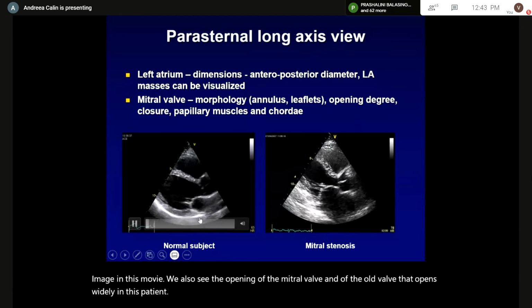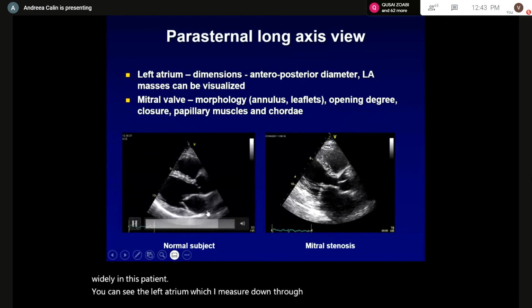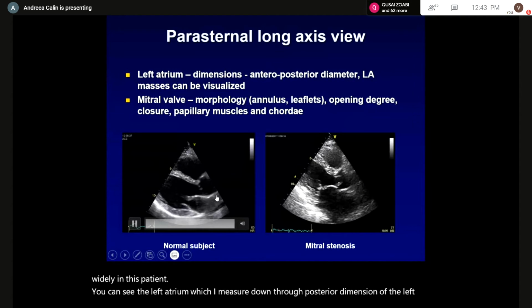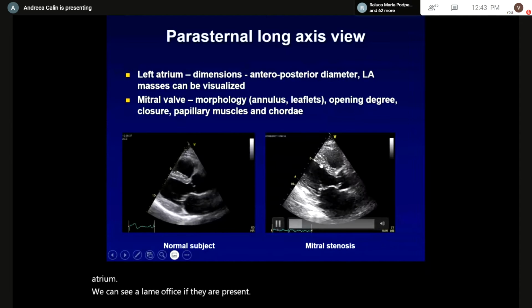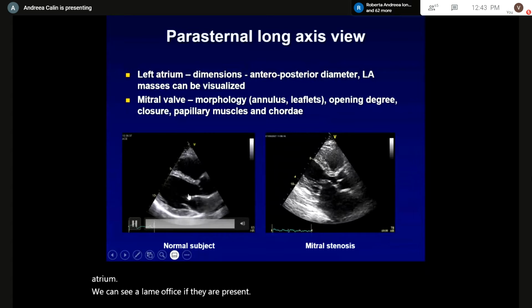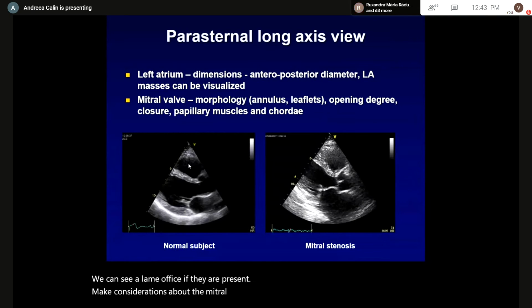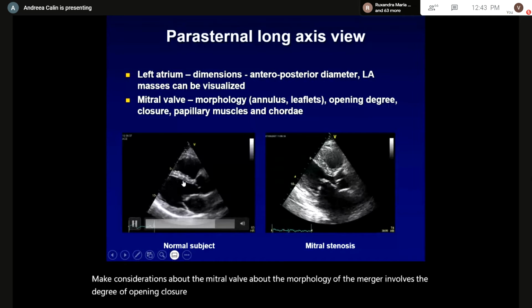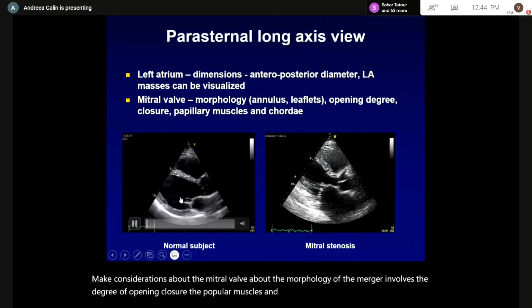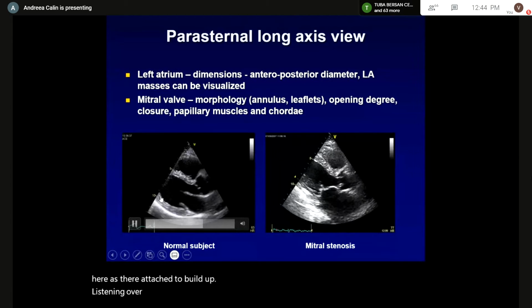We can see the left atrium. We can measure the anteroposterior dimension of the left atrium. We can see LA masses if they are present. And we can make considerations about the mitral valve, about the morphology of the mitral valve, the degree of opening, closure, the papillary muscles, and chordae if they are seen. They are seen here as they attach to the leaflets of the mitral valve and to the ventricular wall.